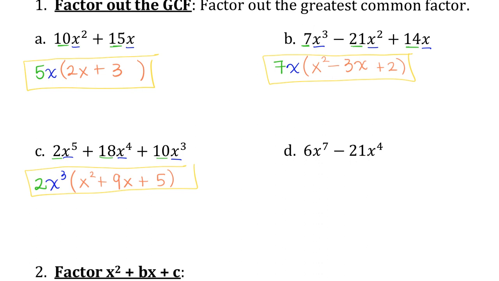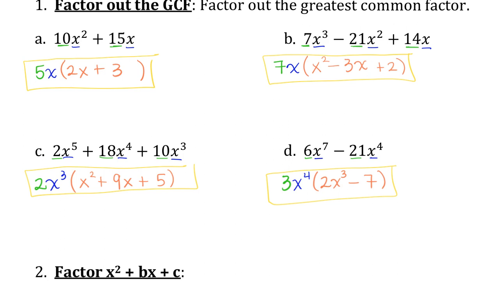Okay, let's try one more like this. 6 and 21. Can I divide them both by 6? No. I can divide them both by 3, so let's take out the 3. For the x's, x to the 7th, x to the 4th, I'm going to take out x to the 4th. Okay, so to get 6, 3 times 2. To get x to the 7th, I need x cubed. To get 21, 3 times 7. The x to the 4ths already match.